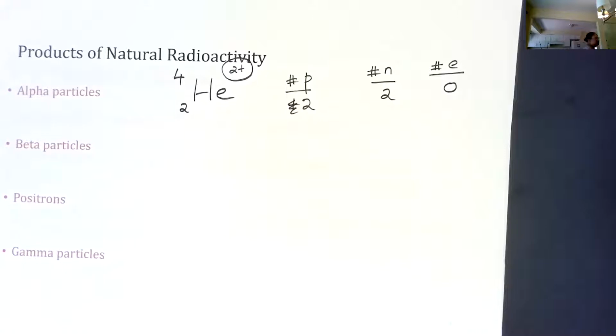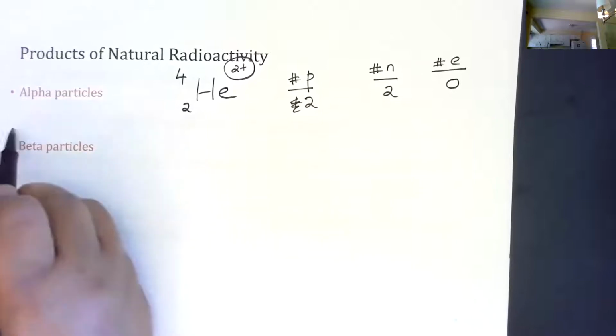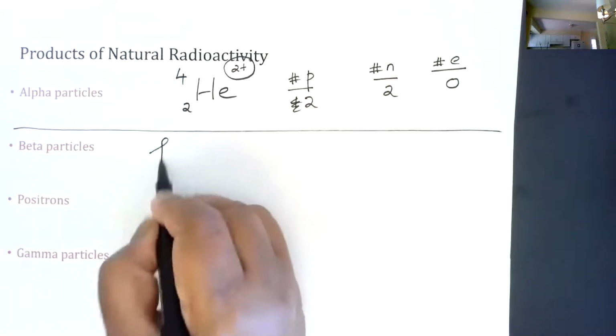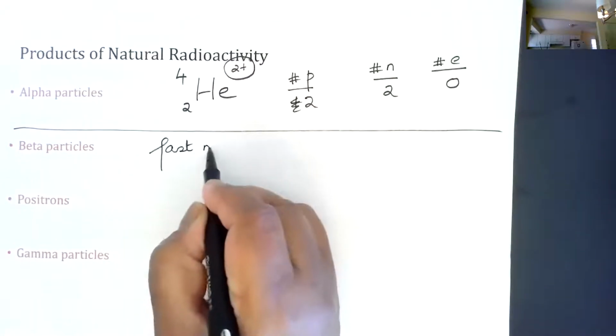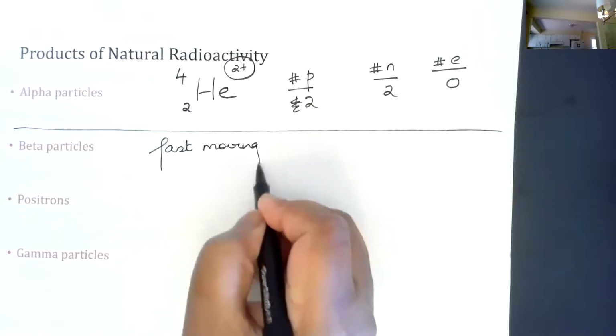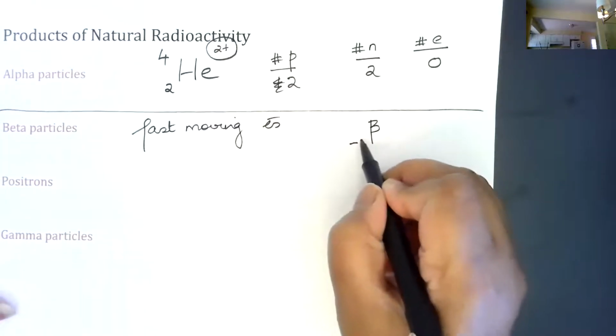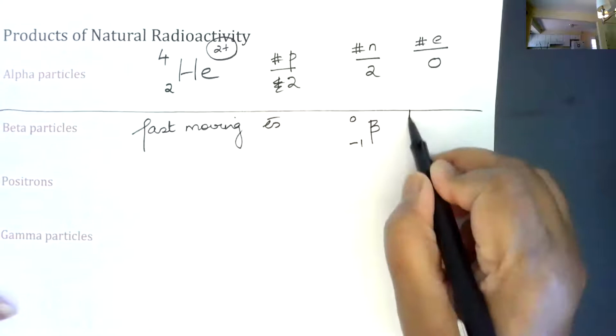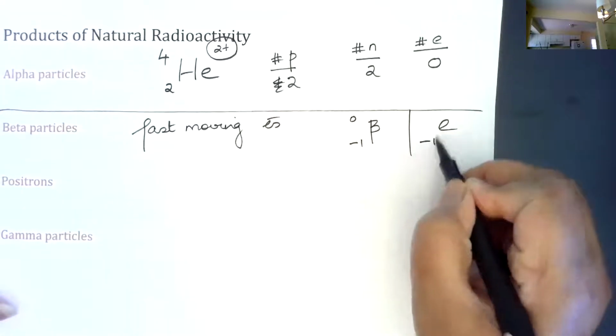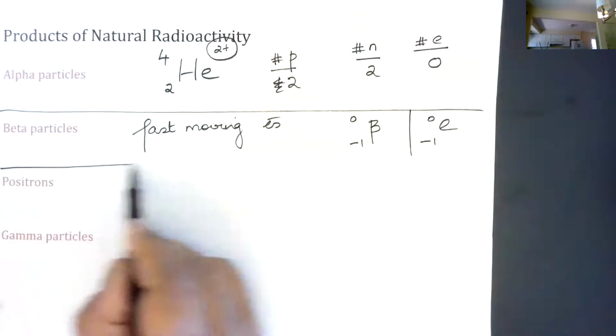All right. Beta particles, what did I say? These are fast-moving electrons. How do you symbolize it? Mostly they say beta -1, 0, or electron -1, 0. Okay, we're reviewing.